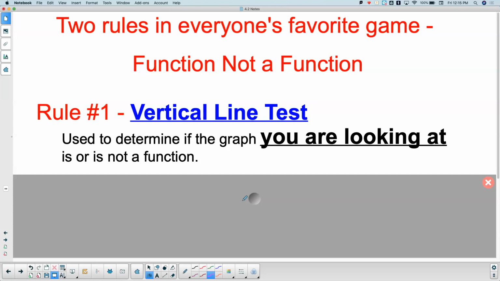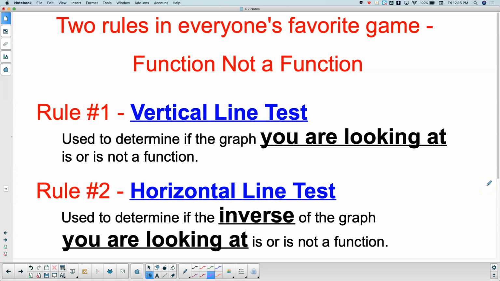Rule number 2 says that I am going to use something called the horizontal line test, and that is going to determine if the inverse of what I'm looking at is or is not a function. Same rule applies. It can only touch the horizontal line once.